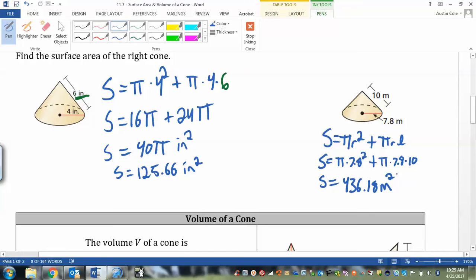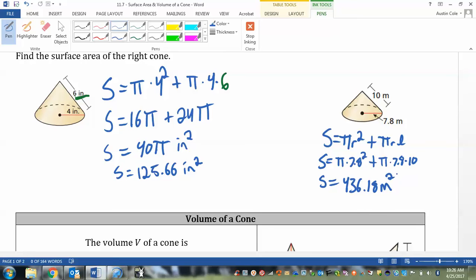Exactly. So this is just hypothetical, but if they gave you the height of the cone, how would you find the slant height? Pythagorean theorem, right? You know the radius, you know the hypotenuse, so you can find that other side. Or you know the height, you know the radius, so you can find the hypotenuse.